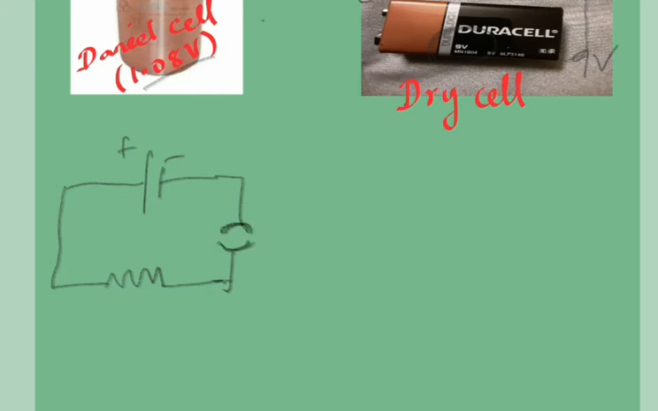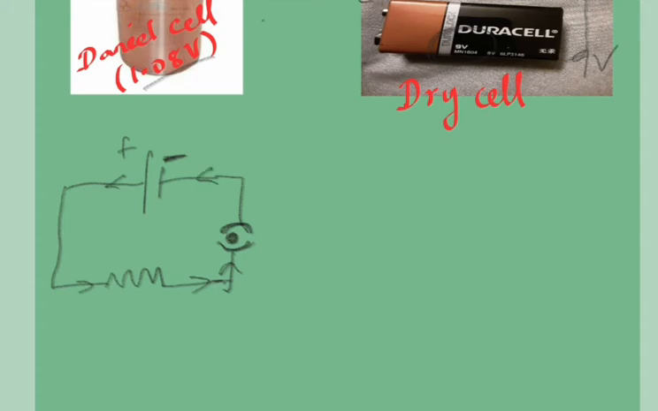Now it is in open circuit. Open circuit means the current is not flowing through the circuit. This is not in contact. If we want to close the circuit, you have to close it like this. So this is a closed circuit.